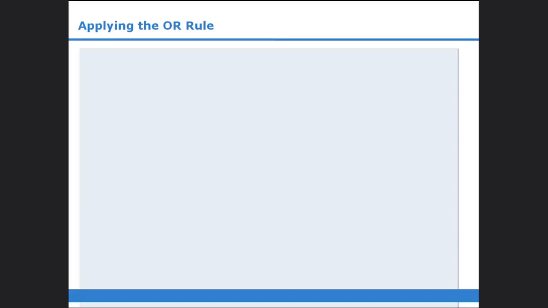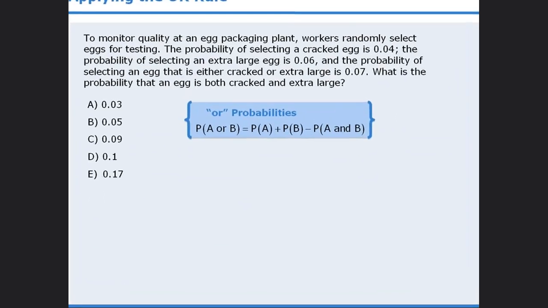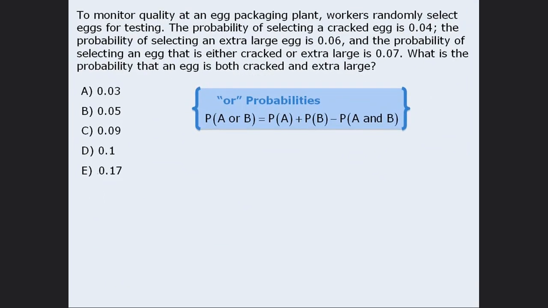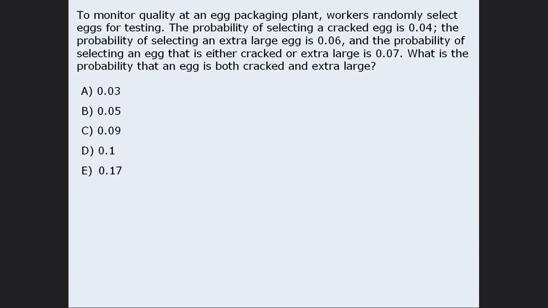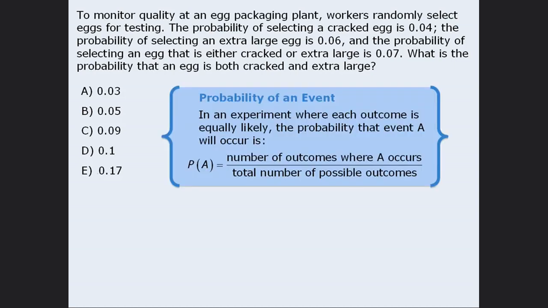In this lesson, we'll use the OR probability formula to solve the following question. Now you may find it useful to pause the video now and familiarize yourself with the question before continuing. Now in this question, we want to find the probability of selecting an egg that is both cracked and extra large. Notice that we cannot use our original probability formula here since there are no countable outcomes.